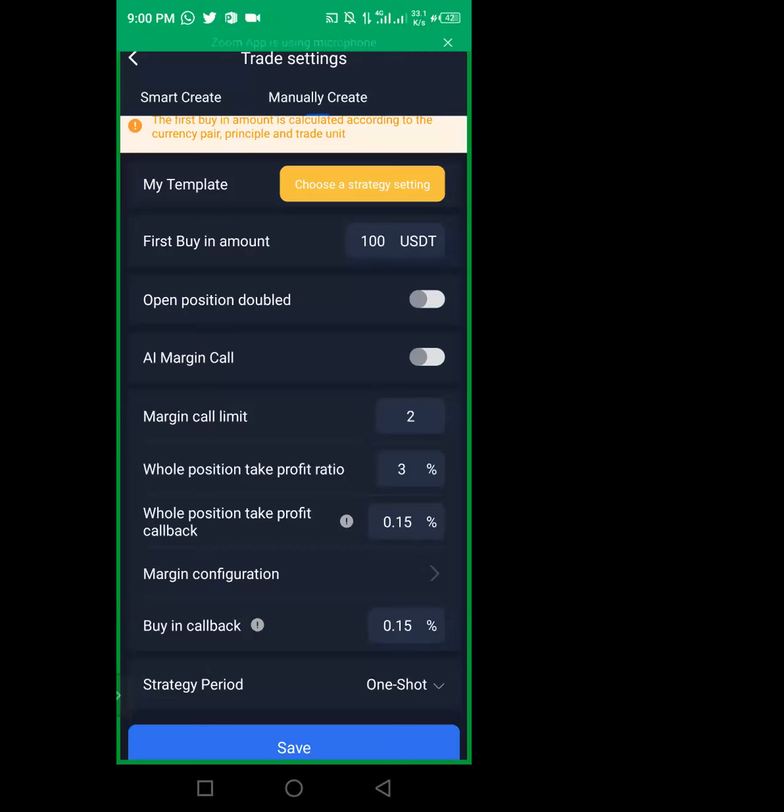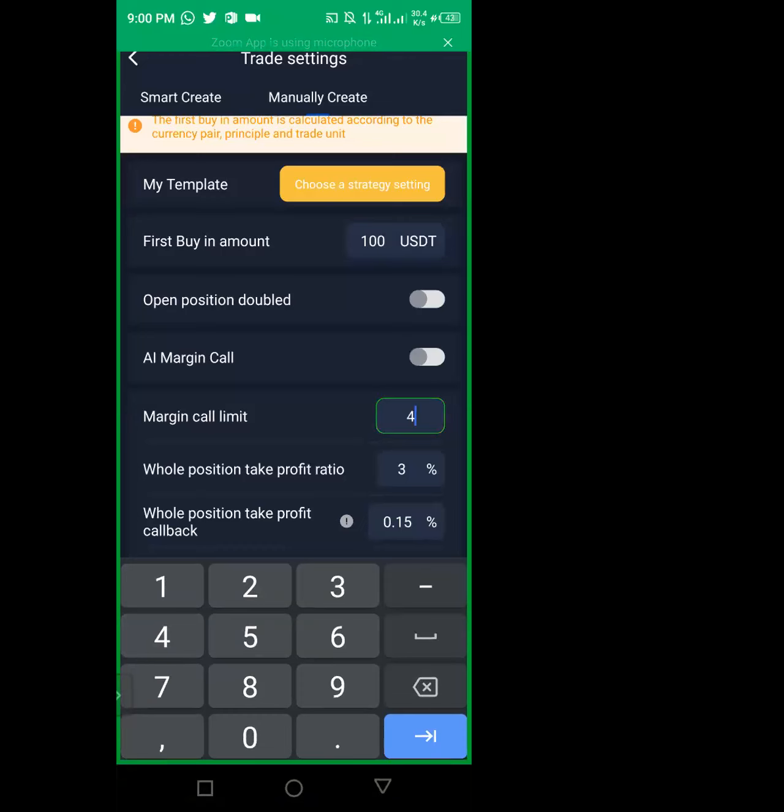Okay, since I started with $200 and I've used $100 as my first buy, I'm left with $100 and I want to use 25 to buy each margin. 25 divided by 100 is 4. It means that here will be 4. Do you understand the calculation?